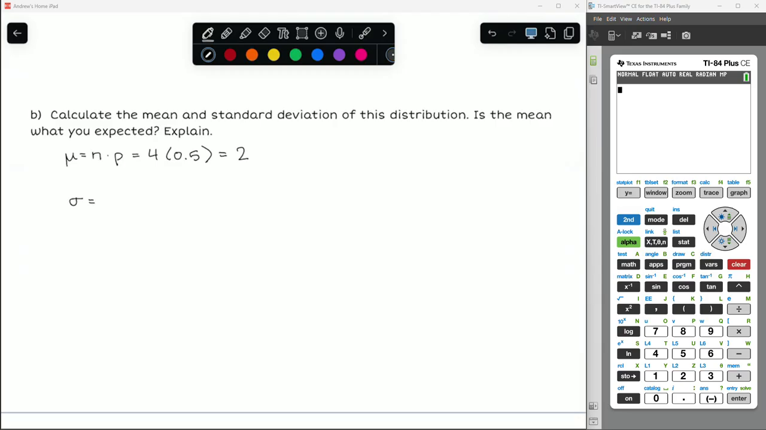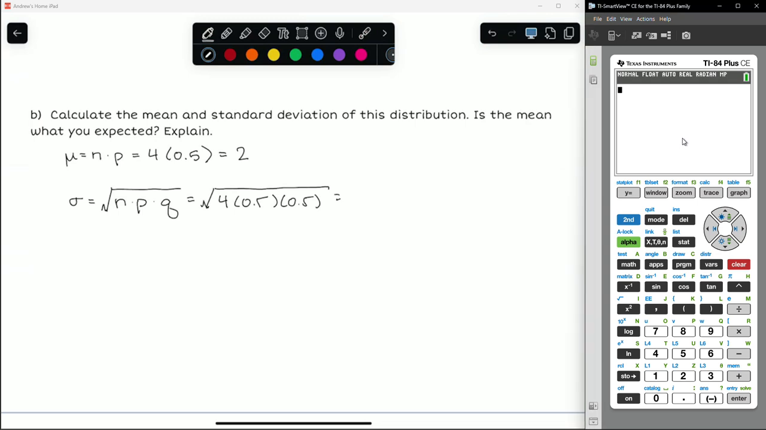For the standard deviation, we're going to do the square root of the number of trials times probability of success times probability of failure. So the square root of 4 times 0.5 times 0.5. I'm going to go ahead and grab my calculator for that one. So square root of 4 times 0.5 times 0.5, and we get 1. So we expect that the number of heads are spread pretty tightly around that mean of 2.